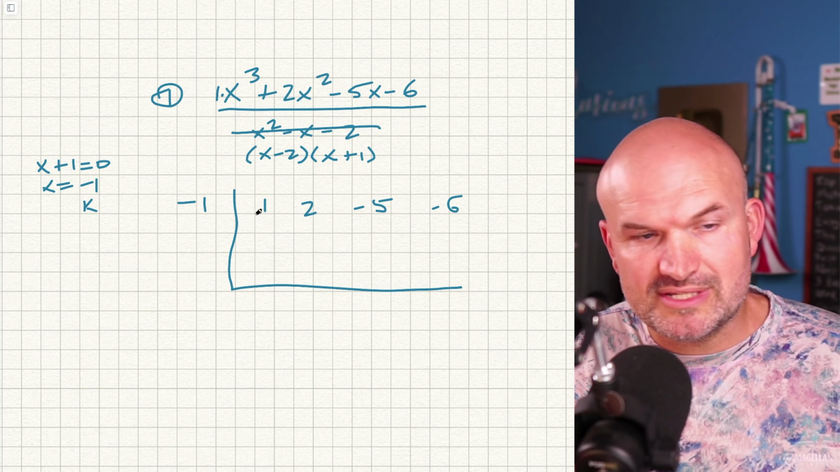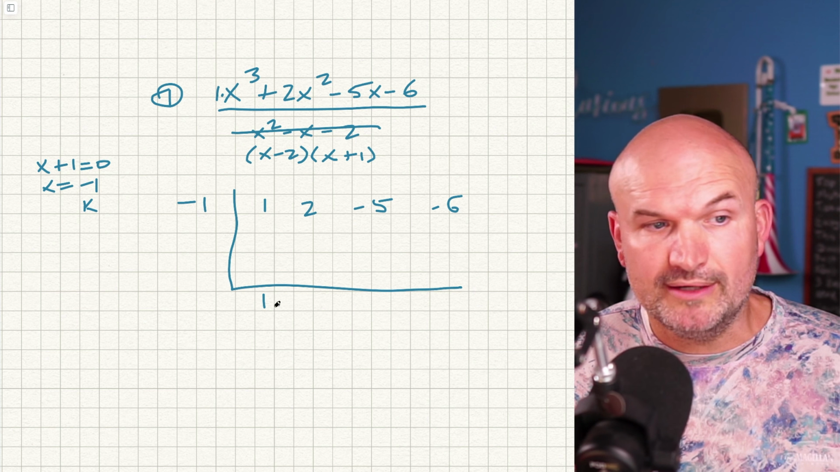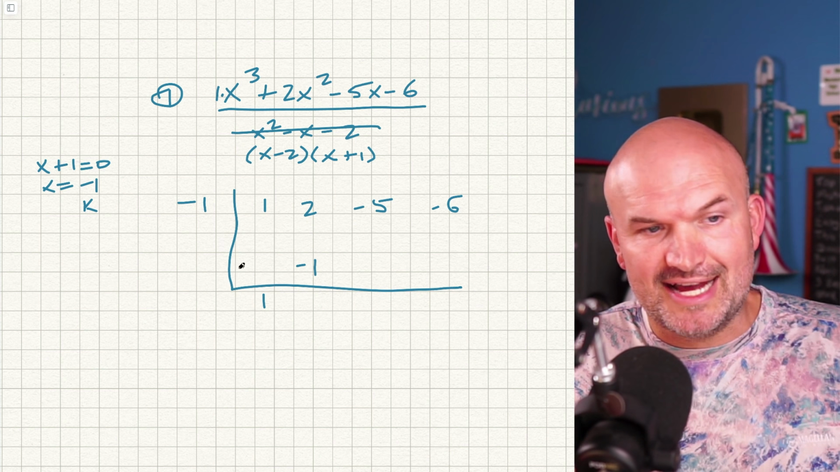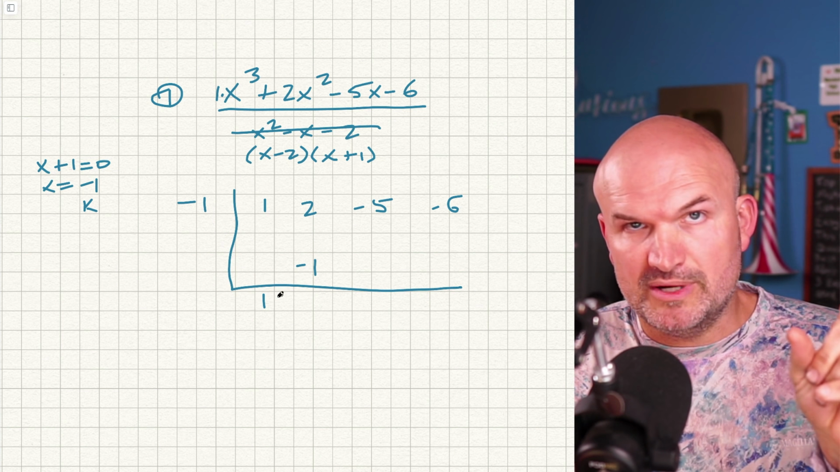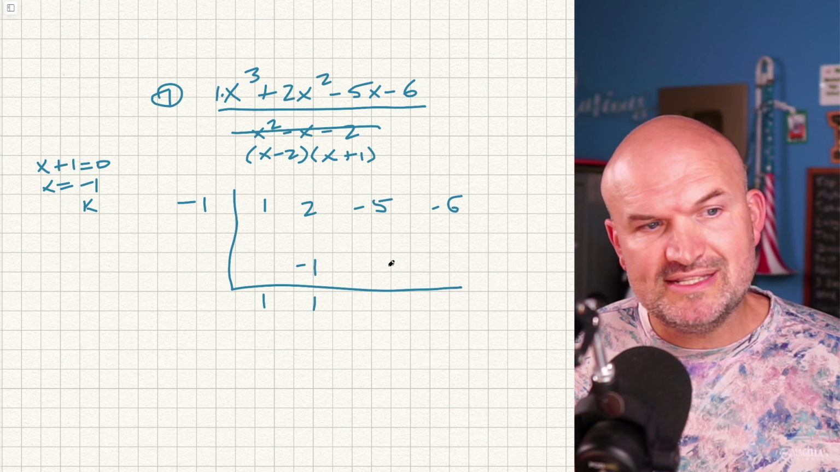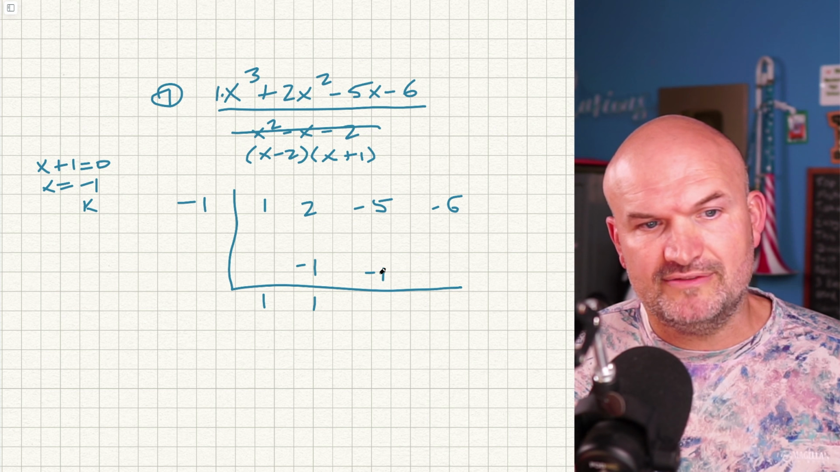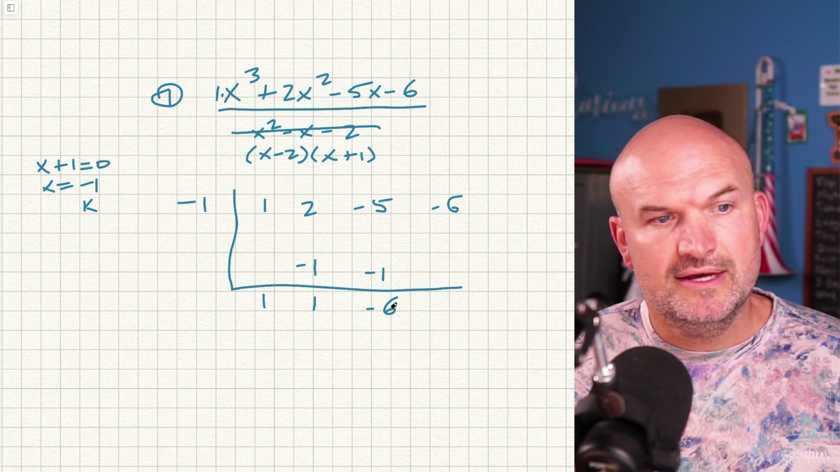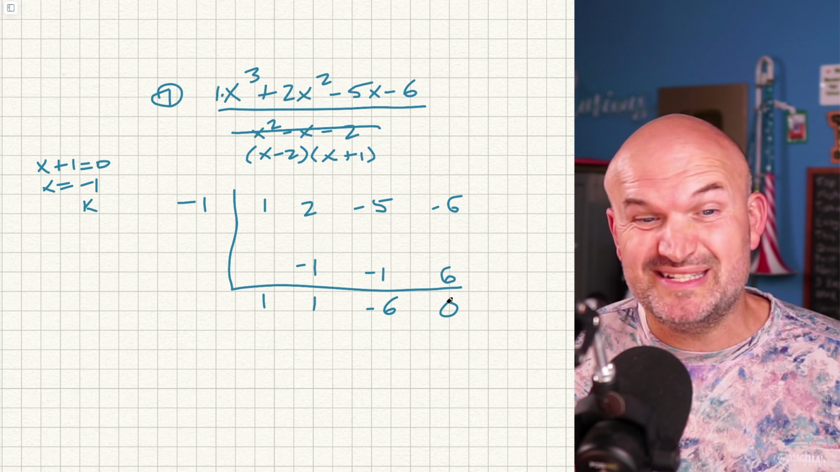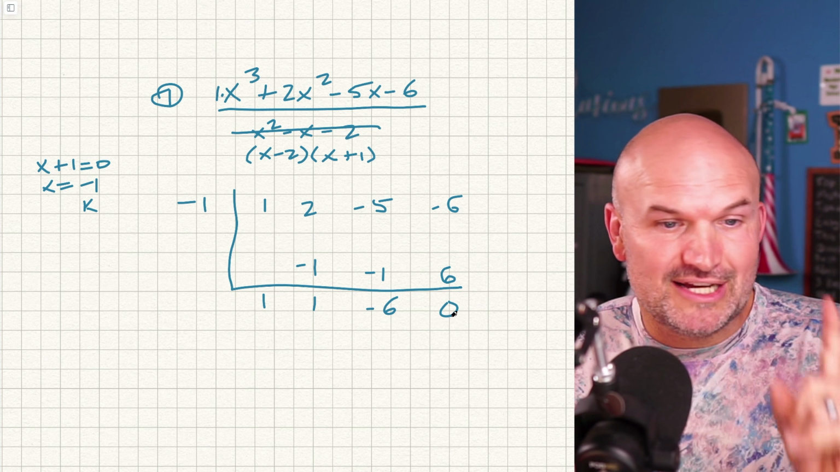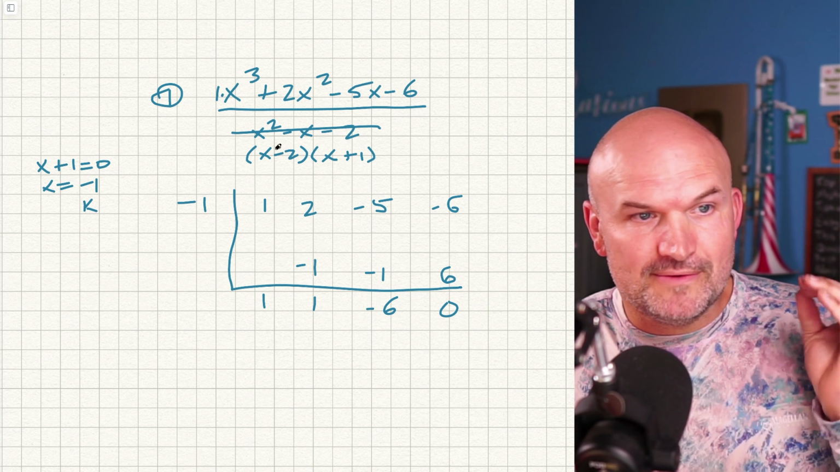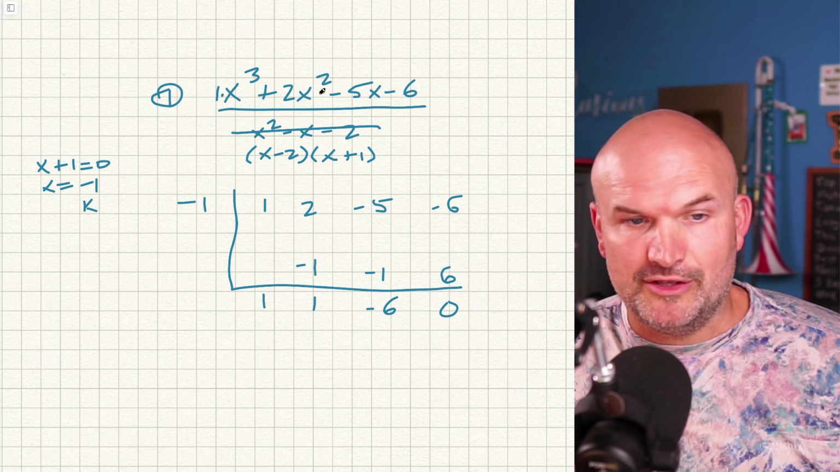And again, let's just go through the synthetic division algorithm. Bring down the first number, 1. 1 times -1 is -1. So multiply on the diagonal, add on the vertical. First one is always a freebie. 2 plus -1 is going to be a positive 1. 1 times -1 is going to be a -1. -5 plus -1 is a -6. -6 times -1 is going to be a positive 6. -6 plus 6 is going to be 0. And that, ladies and gentlemen, tells us there's no remainder, which is great. That means that this factor evenly divides into this polynomial.